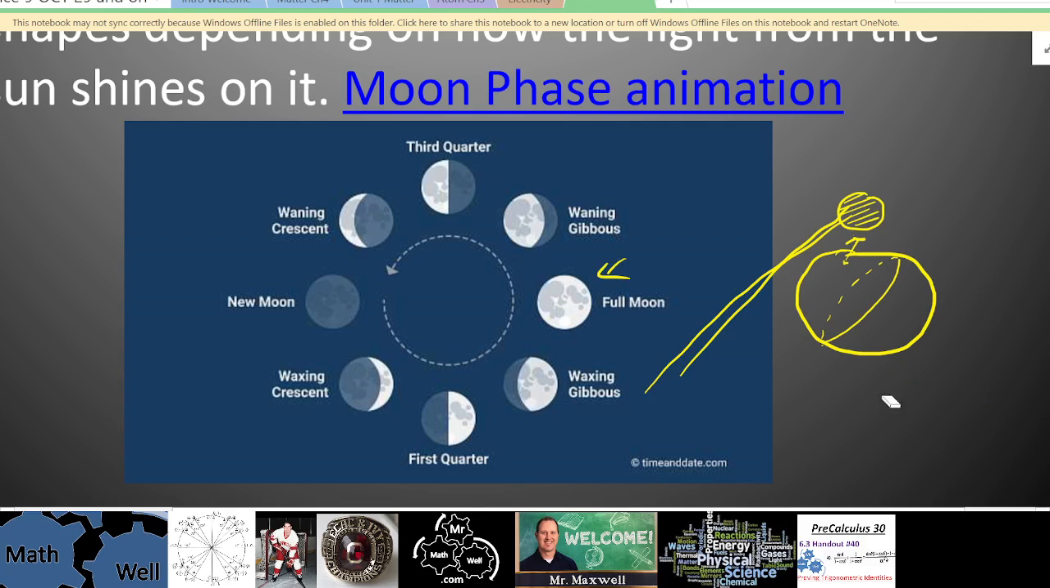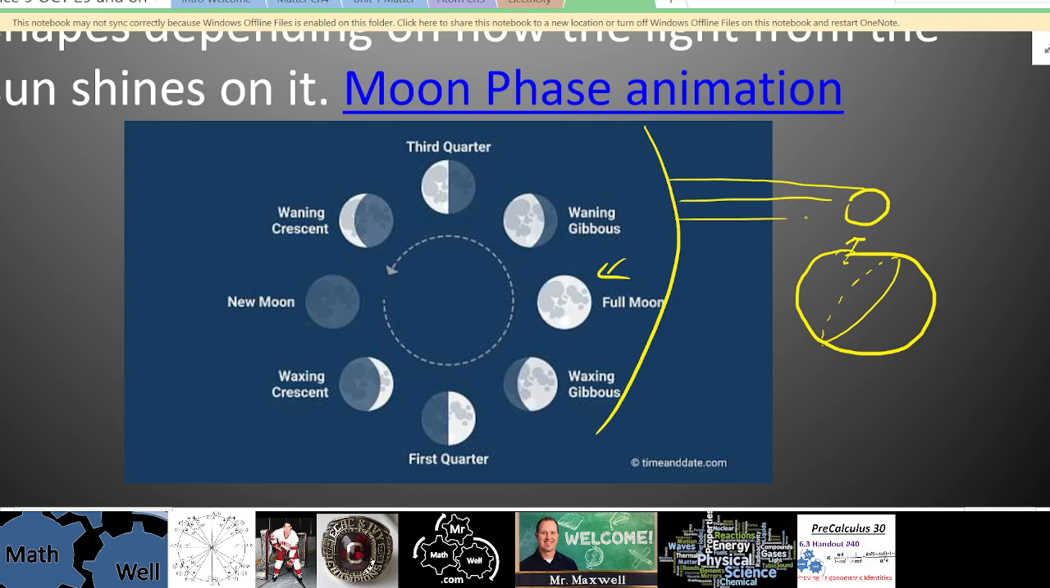Now, when we're looking at the moon and the position of the sun, according to us, is now over here, what happens is the sun shines on the moon, and we see just half the moon lit up. And so that's when we see this. Okay, so we have full moon.